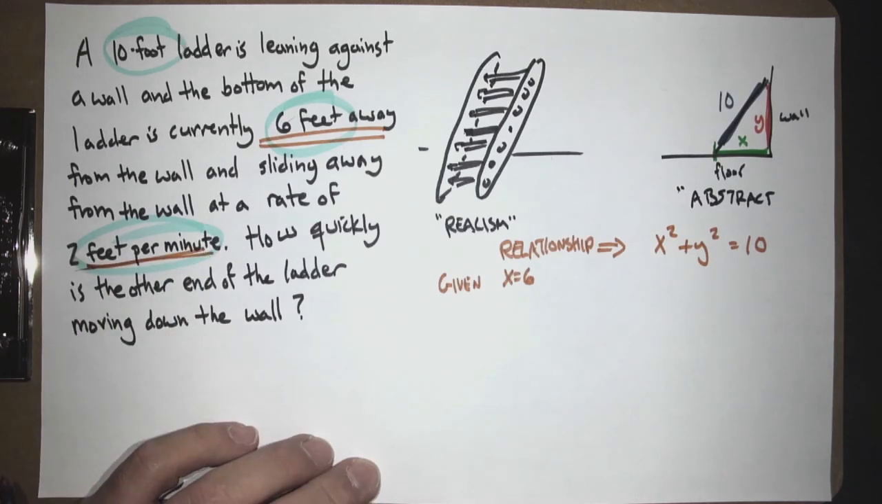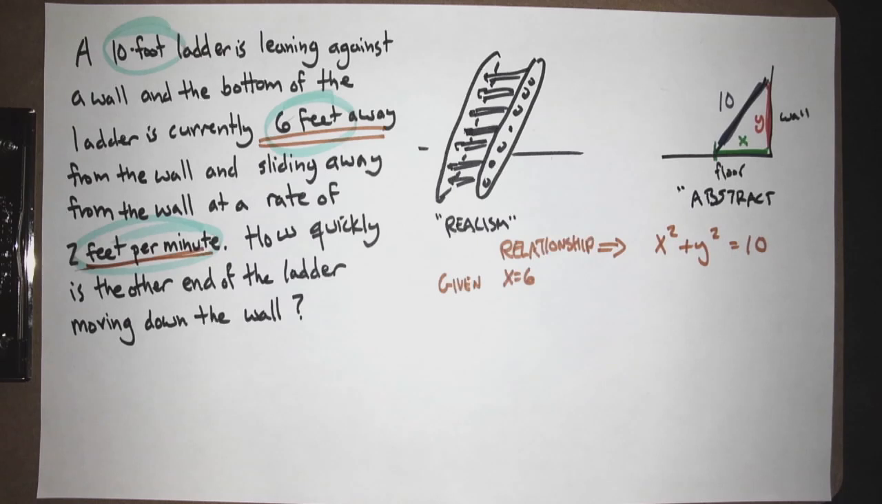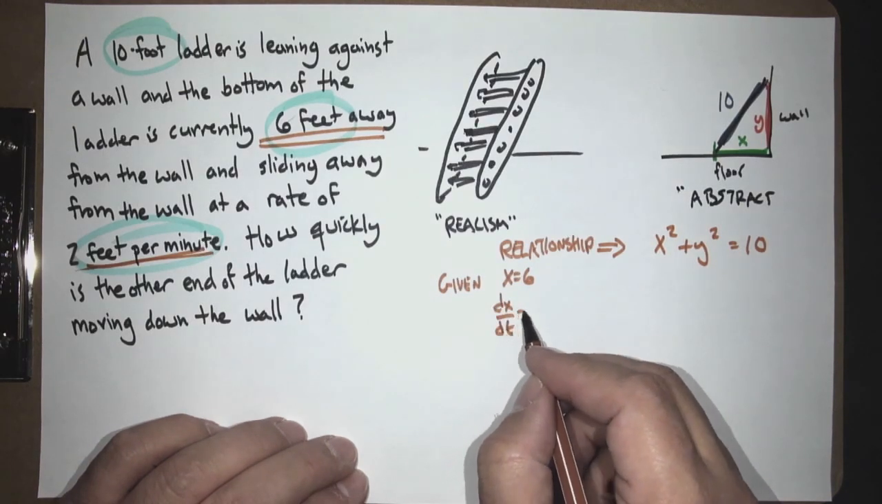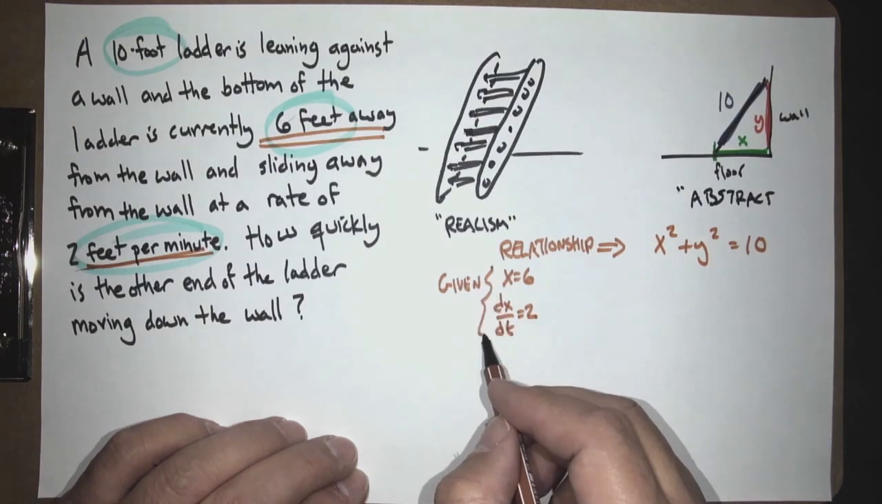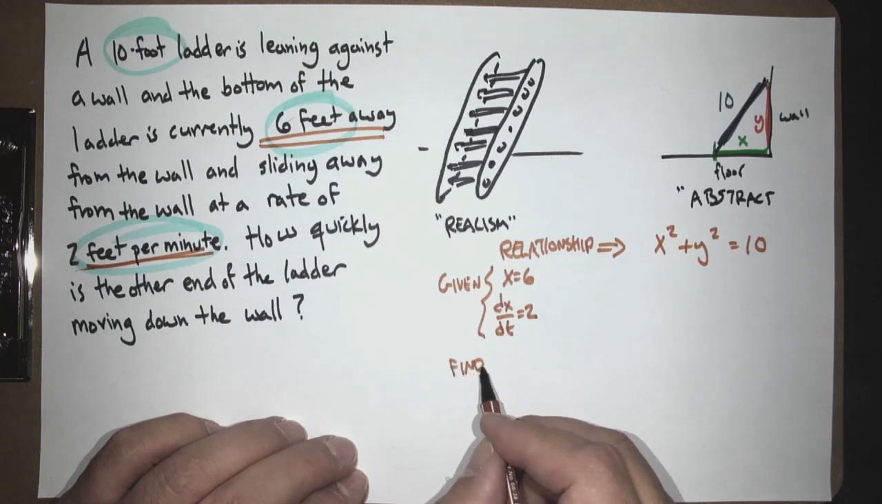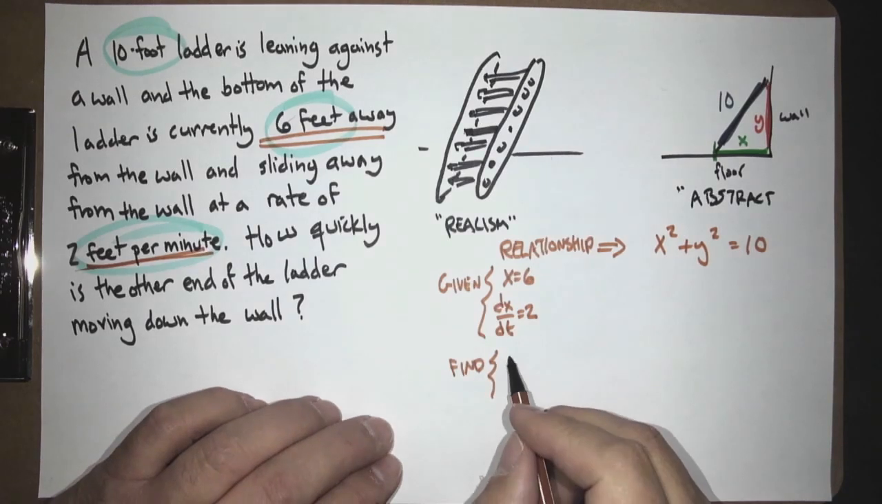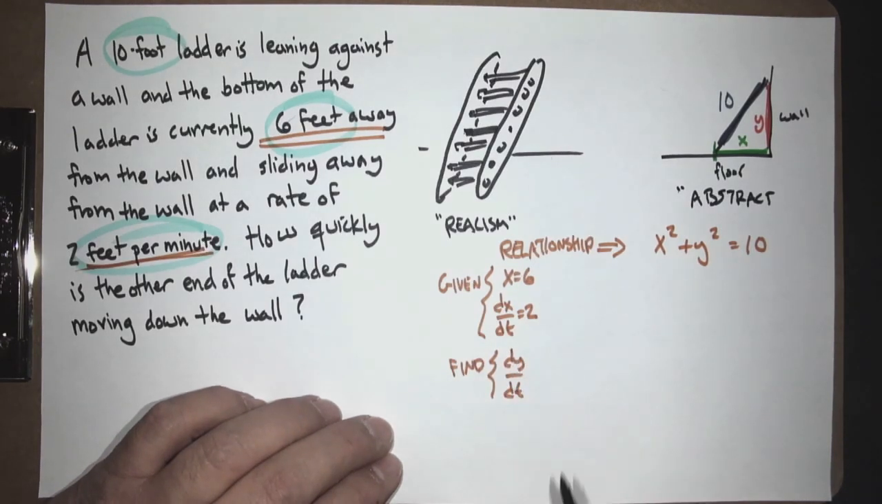It's a rate. So if it's a rate, it's a derivative. What derivative is it? Is it dx dt or dy dt? Dx dt. So dx dt is 2. That's what we're given. What is it we want to find? We want to find dy dt. How quickly it's moving down the wall.